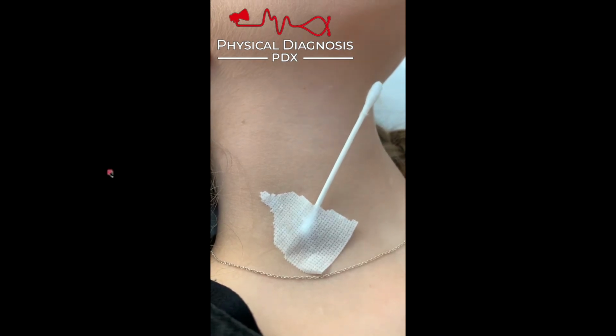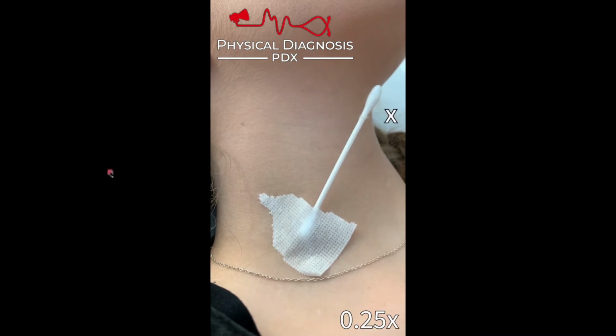Here's another video with a trick using a Q-tip to demonstrate the individual components of the waveform, and Joe has annotated this for us as well.